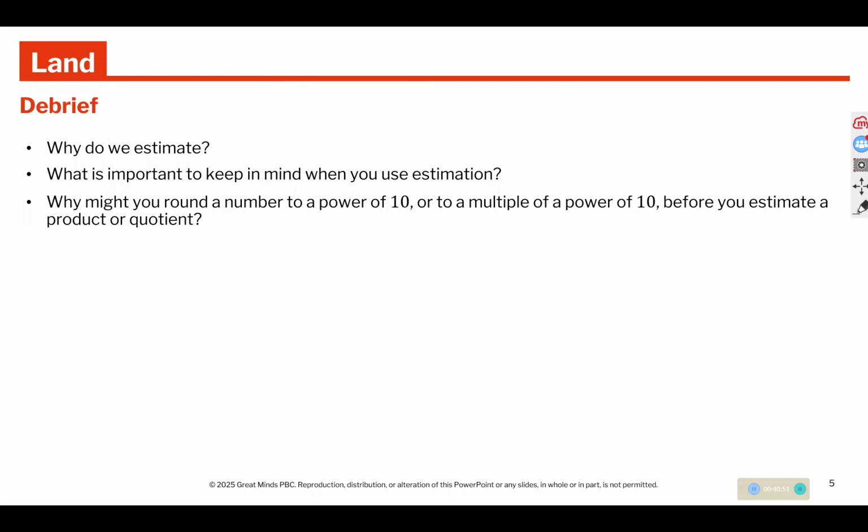Okay, so why do we estimate? Estimations are helpful in approximating an answer. It's a great strategy for checking our work. It's also a quick way to get close to the actual answer.